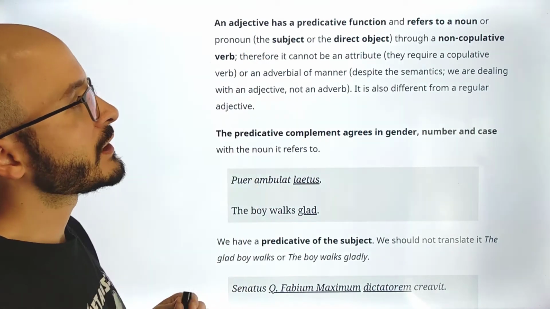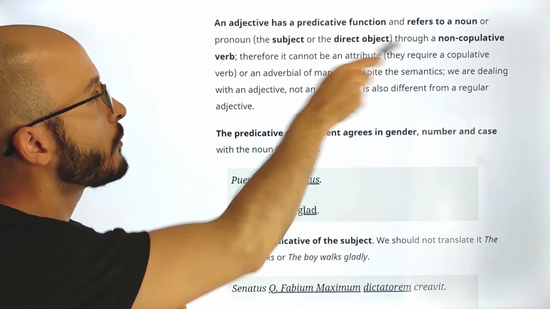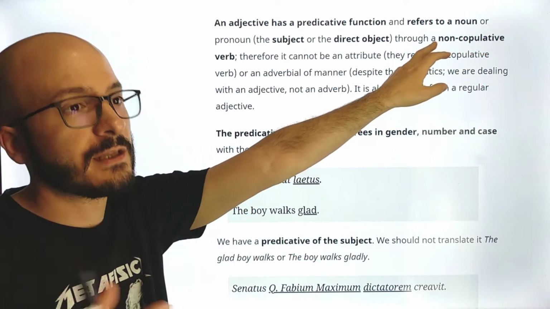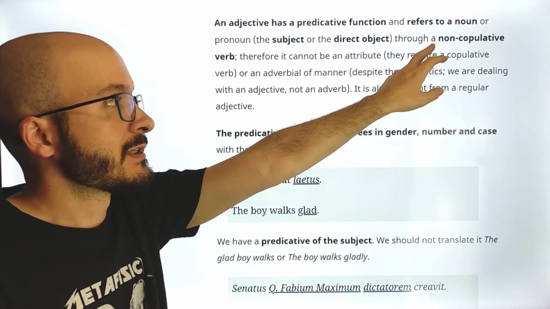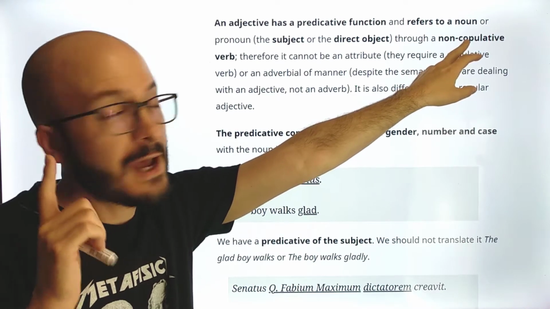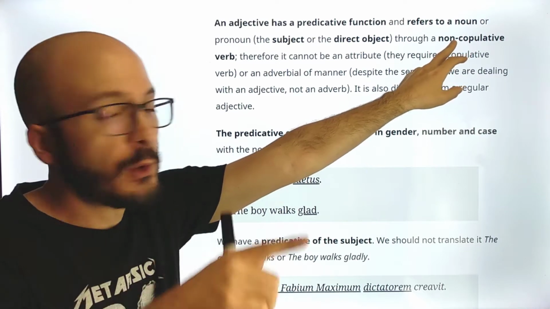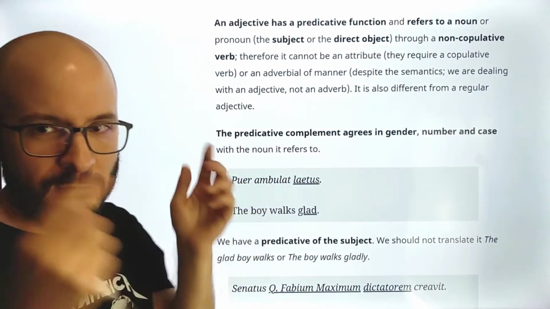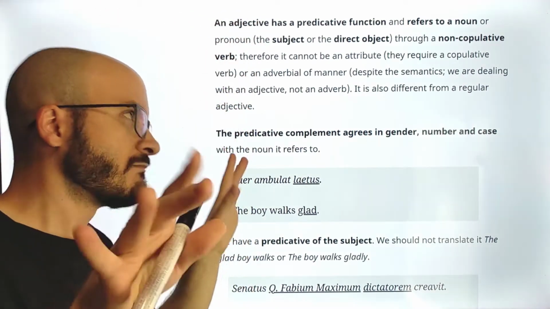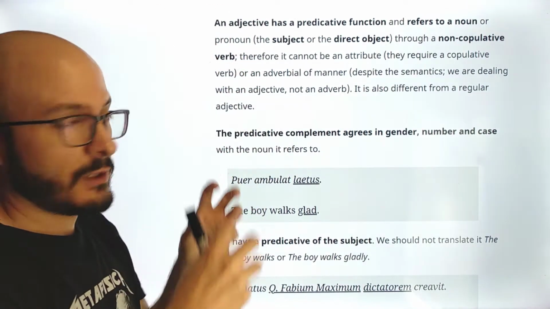An adjective has a predicative function and refers to a noun or pronoun through a non-copulative verb. And this is very important, non-copulative, because remember that we said Gaius altus est, and est is a copulative verb. Now, the predicative is referring to another noun through a non-copulative verb. Again, all the ideas are still floating in the air, but let's just keep them there. Now we are going to put everything together.